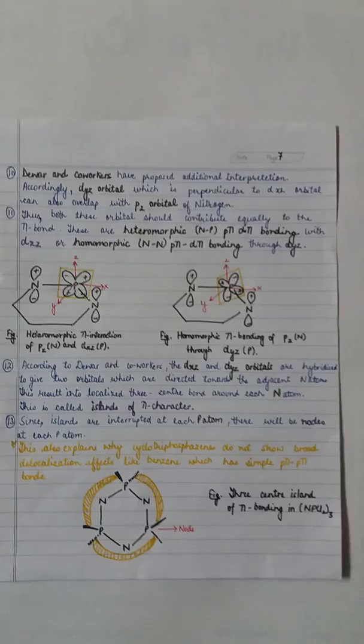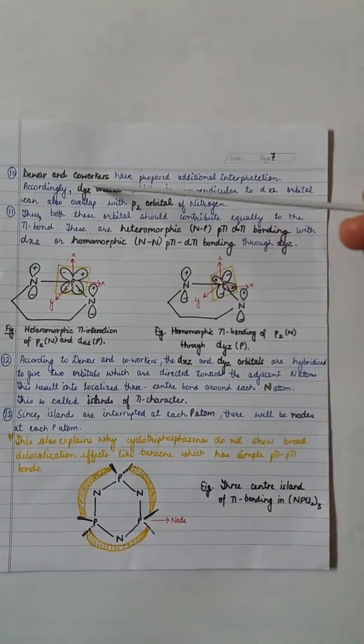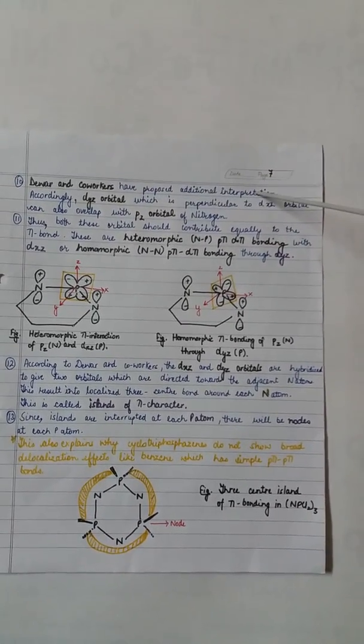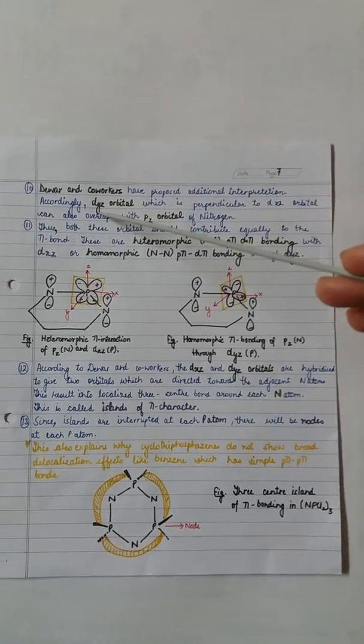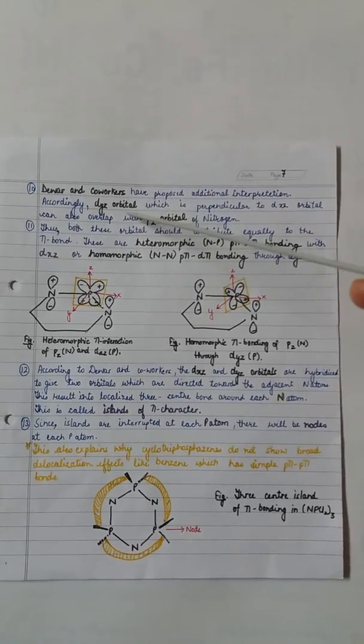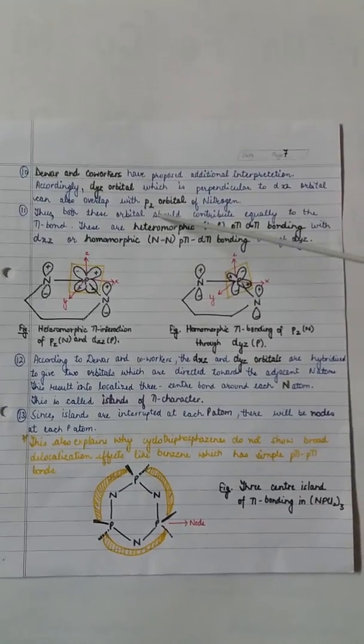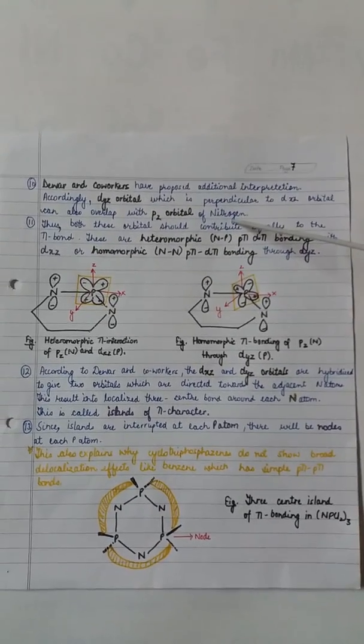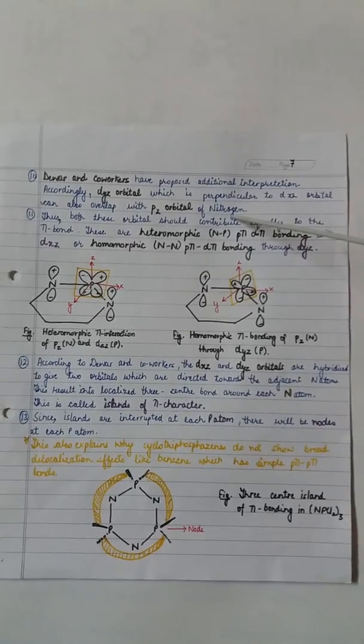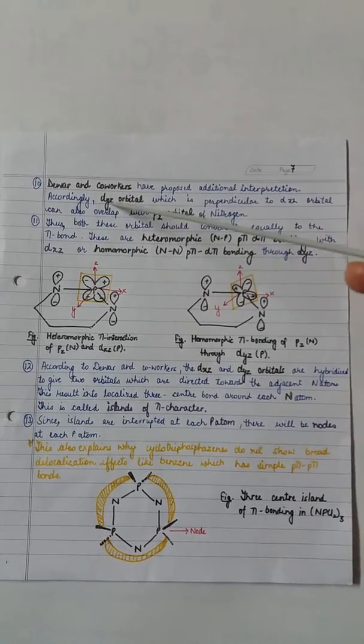After this, the two scientists Dewar and their co-workers proposed an additional interpretation. They said that the dyz orbital, which is perpendicular to the dxz orbital, can also overlap with the pz orbital of nitrogen. In the previous heteromorphic pi bonding we studied, we considered the dxz.